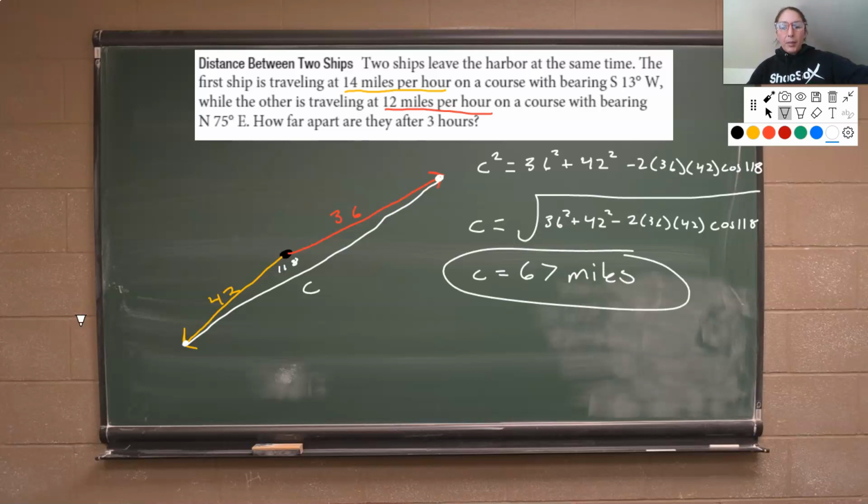So solving this problem out, we have figured out that the two ships are 67 miles apart after 3 hours. And we got this just by using law of cosines. We figured out the bearing stuff. We found our missing angle between these. We used a little bit of angle trickery and kind of everything else we knew about angles and supplements and straight lines. And ultimately found our distance between.